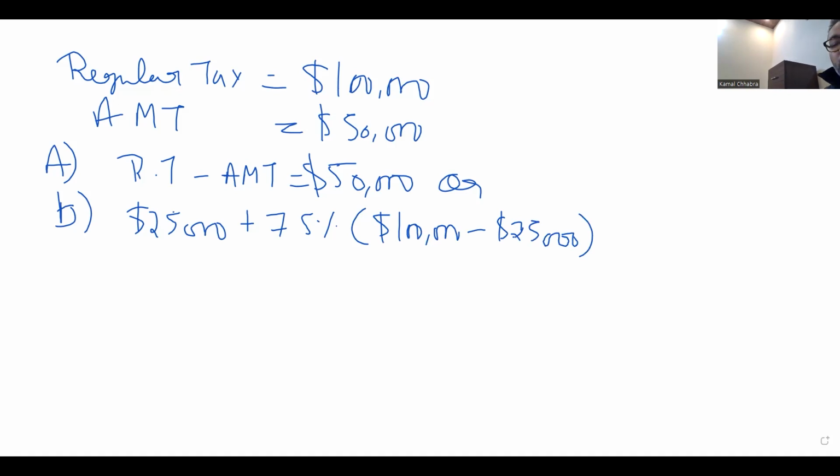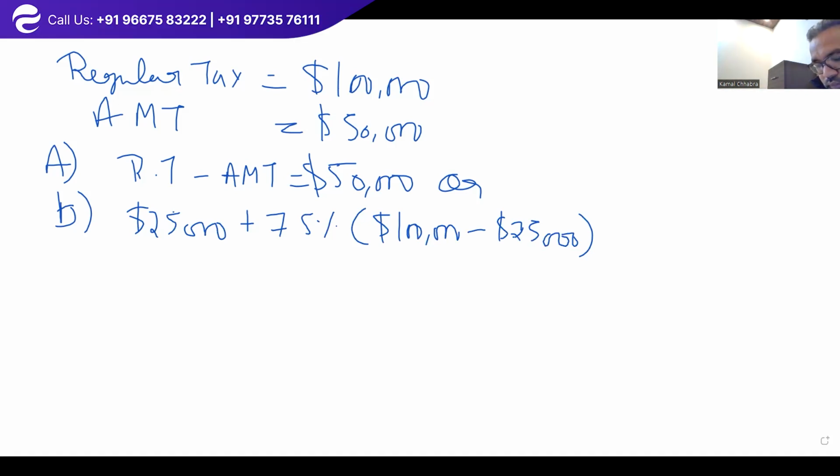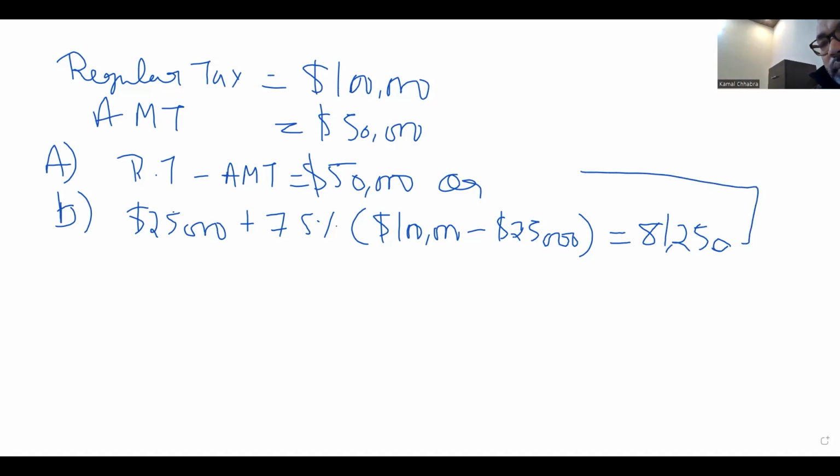How much is this? Can somebody help me with the math? So it's 56,250 plus 25,000, so I think it is 81,250. Have I done the math right? Yes. So whichever is lower, that is 50,000. So the maximum tax credit for general business is 50,000. That is the first point which we understood.